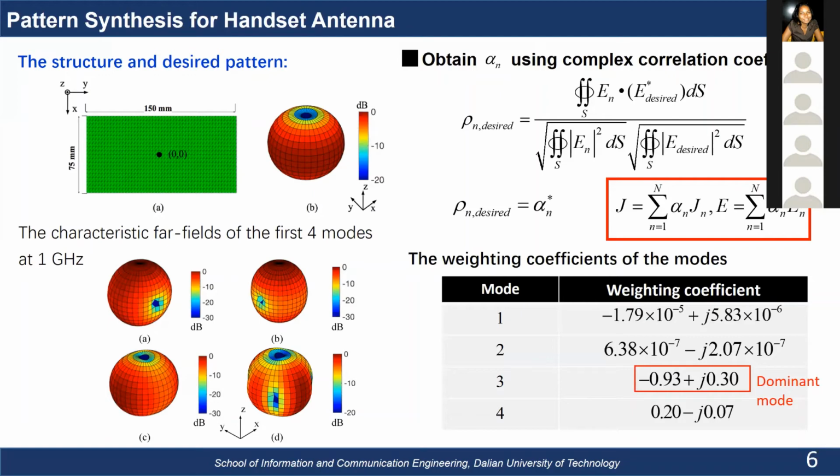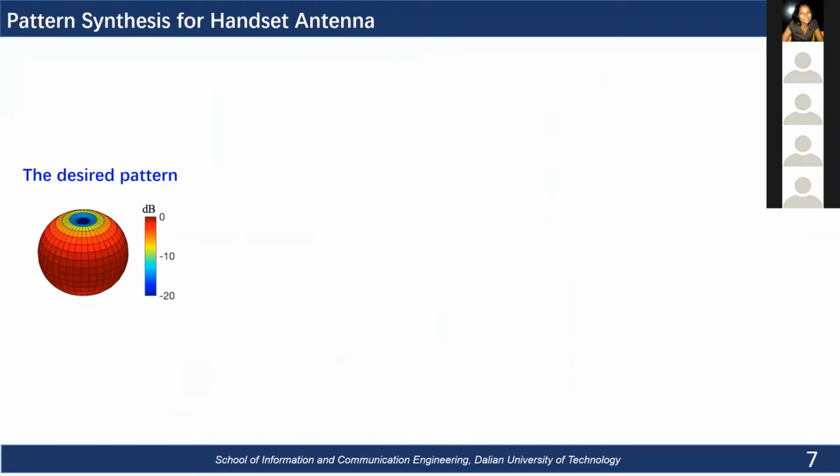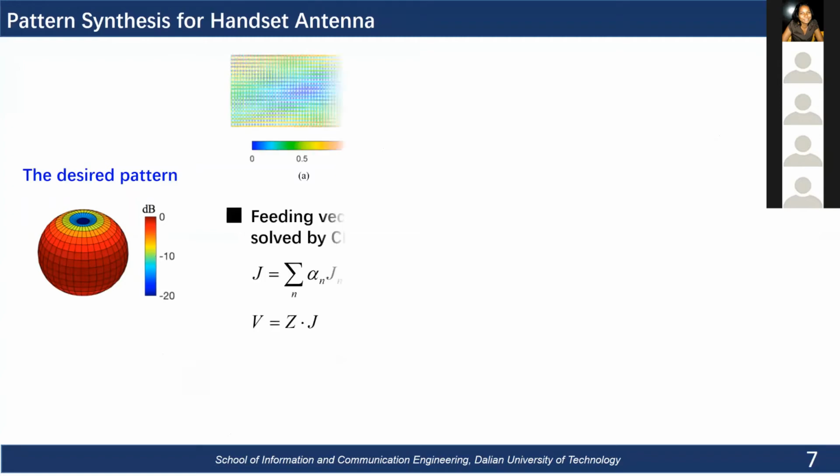And then what is the problem to be solved here? One critical problem is how to feed the antenna to get this weighting coefficient. We have a desired pattern, and we just redraw it here. We already got a synthesized current distribution with those eigencurrents. We also have a relationship between the weighting coefficient, the feeding vector and the current distribution. So we can directly calculate the feeding vector V from this equation.